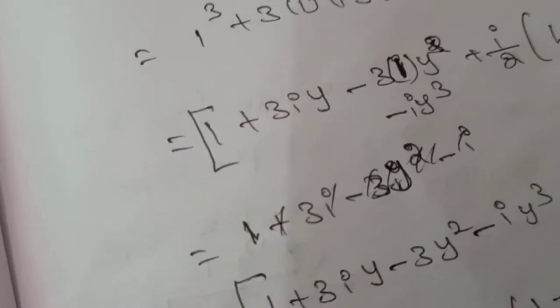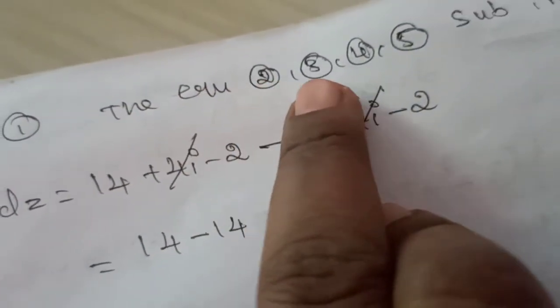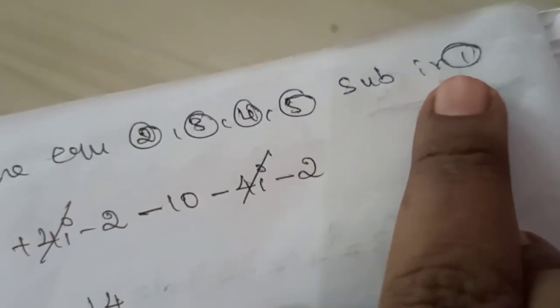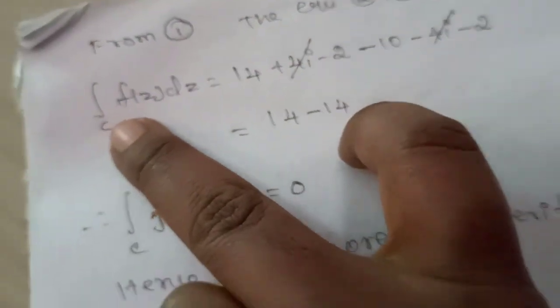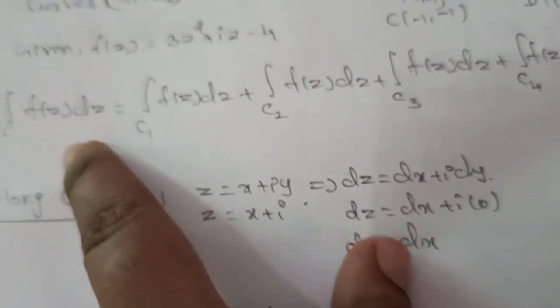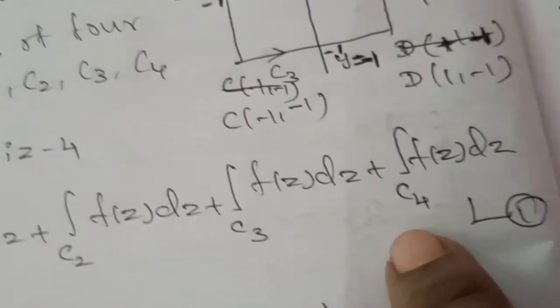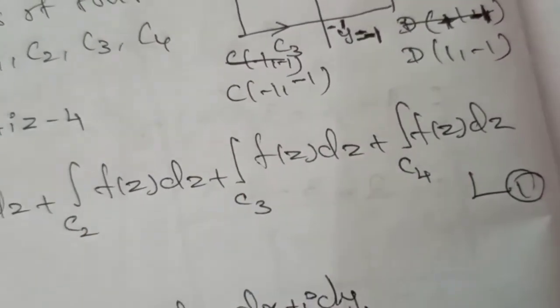So all the 4 curves are over. C1, C2, C3, C4, all the values are found out. Now you can substitute from equation number 1. Next, from equation number 1, take the equations 2, 3, 4, 5 and substitute in equation number 1. This is equation number 1: the integration over C equals the integration over C1 plus the integration over C2 plus the integration over C3 plus the integration over C4. You can substitute all the values.